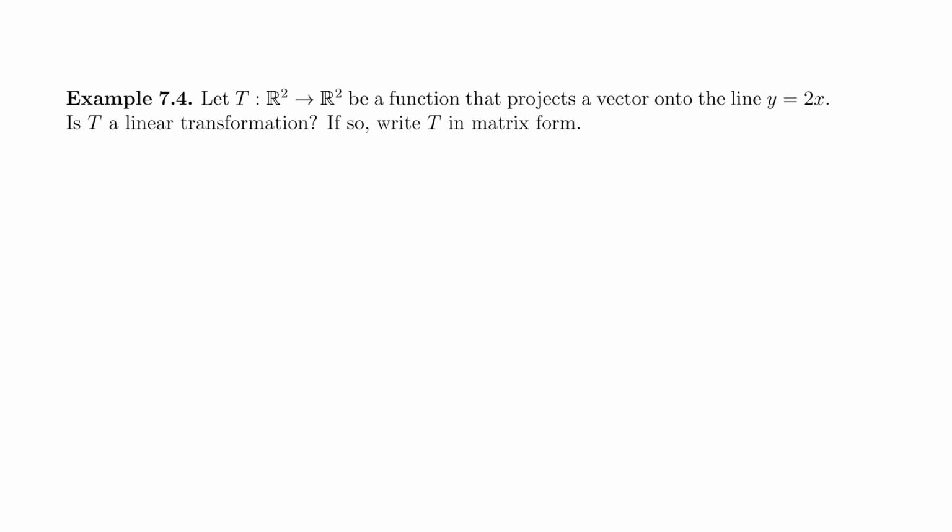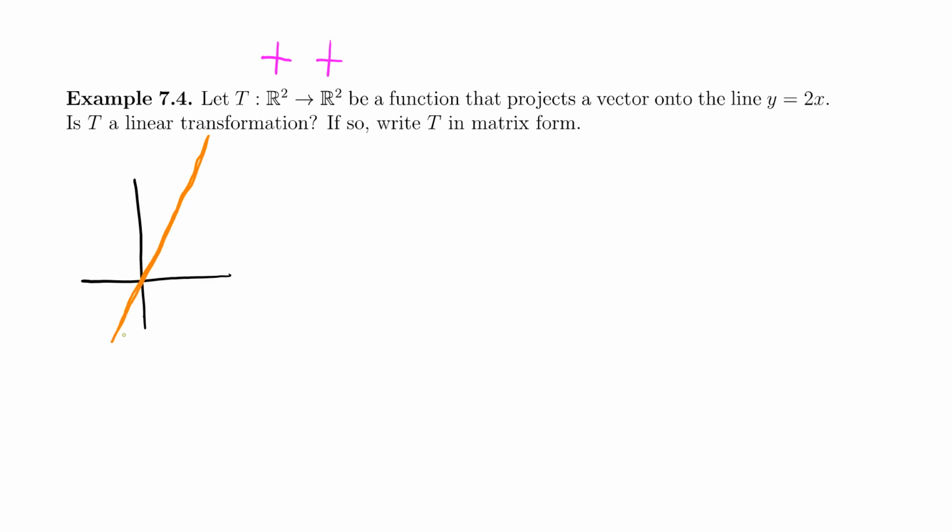So in this example, I have a function T from R squared, a plane, to R squared, a plane, that projects a vector onto the line y equal to 2x. So I have just the R squared plane, and I have a line y equal to 2x.